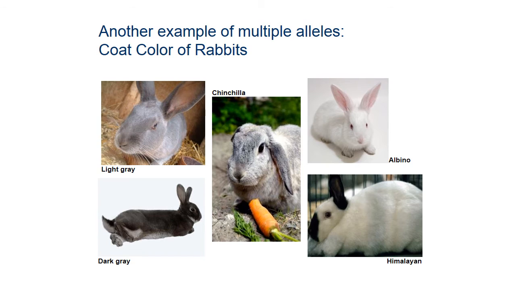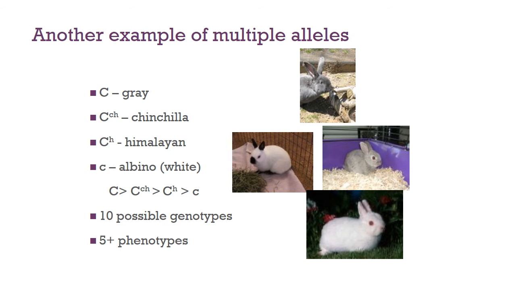An example of multiple alleles would be coat color in rabbits. So these are all different alleles. There's an allele for light gray, dark gray, chinchilla, that's where it's kind of gray and white, and then Himalayan, which is the black and white. In this case, we have what's called a hierarchy, where the gray is dominant over all of these, okay?